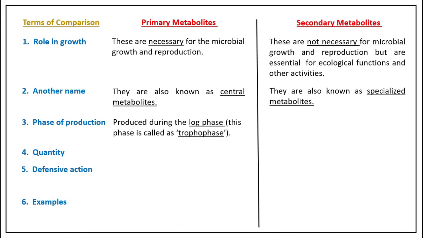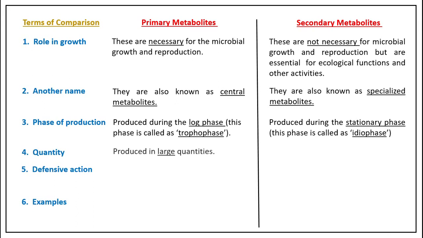Because they are not having anything to do with the growth and reproduction part. Now, phase of production. Primary metabolites are produced during log phase. And remember, the part of log phase during which primary metabolites are produced is called trophophase. On the other hand, if we talk about secondary metabolites, we are very much clear that these are produced during stationary phase. Remember, the part of stationary phase during which secondary metabolites are synthesized is called the idiophase.